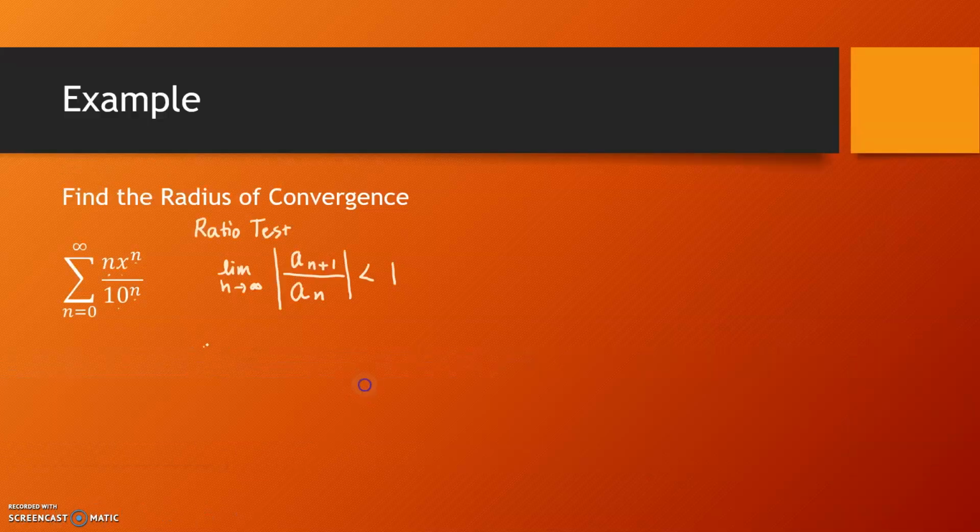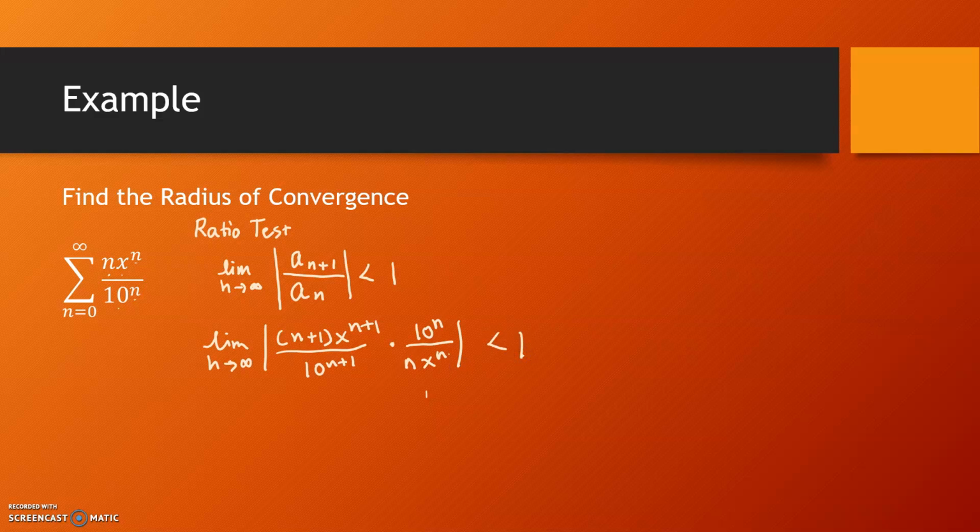We're going to do that for this one. We're going to take the limit as n goes to infinity of n plus 1, x to the n plus 1, over 10 to the n plus 1. And then rather than dividing by a sub n, I'm going to multiply by the reciprocal. So I'm going to multiply by 10 to the n over n times x to the n, not n plus 1, just n. And that's all inside of absolute value bars. We want this to be less than 1.